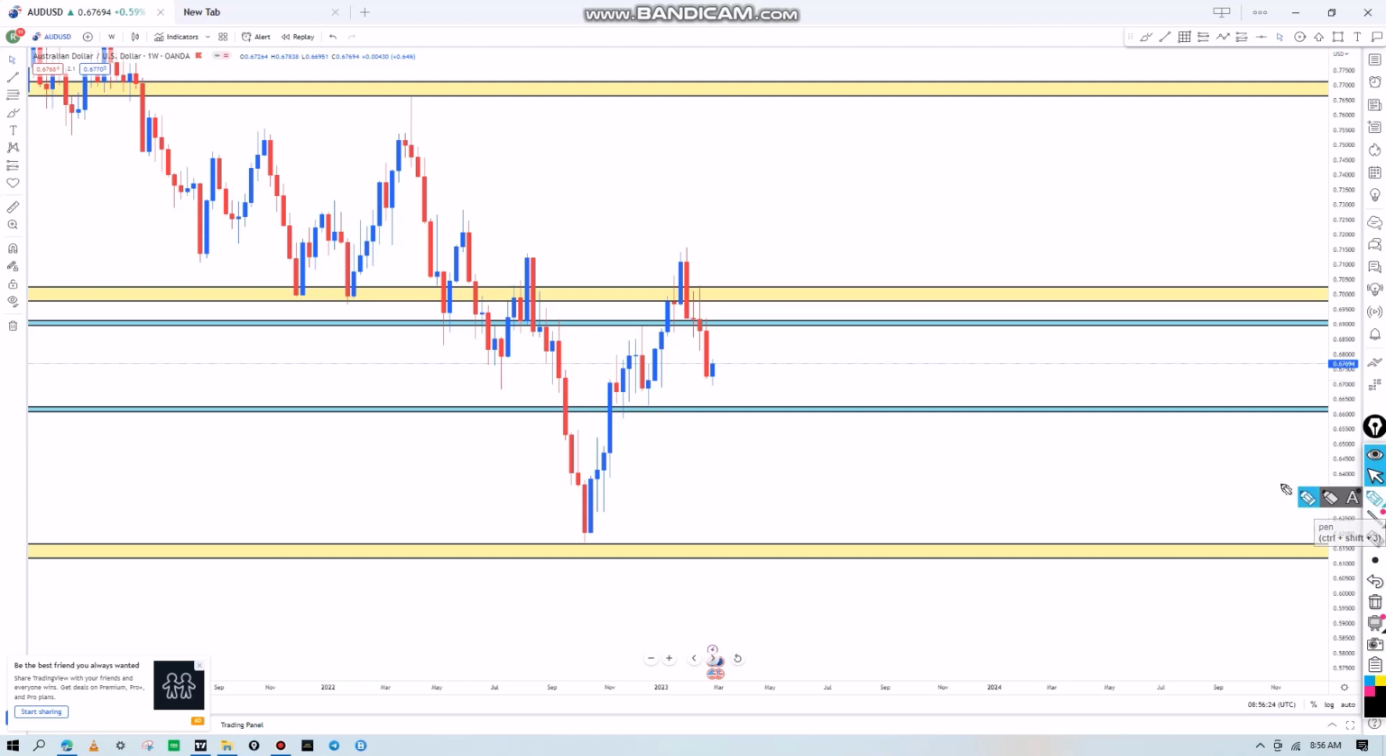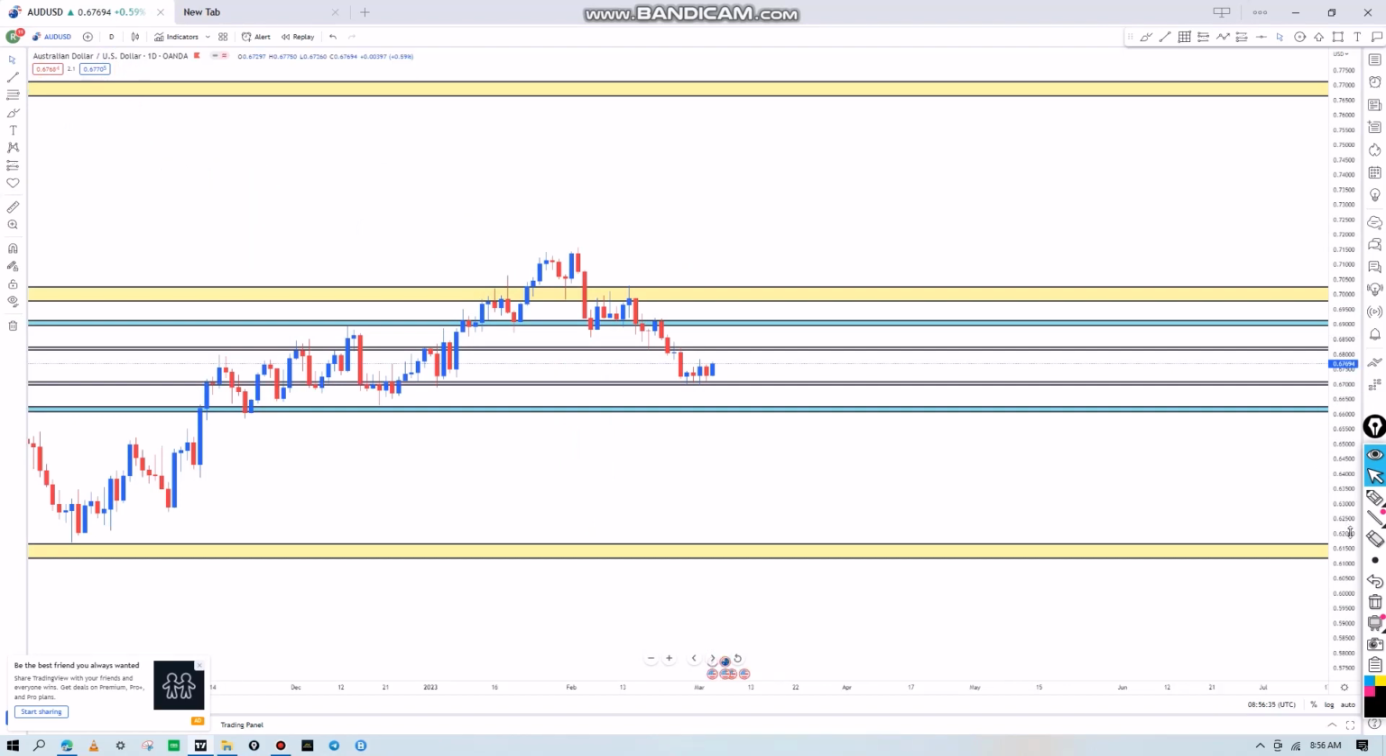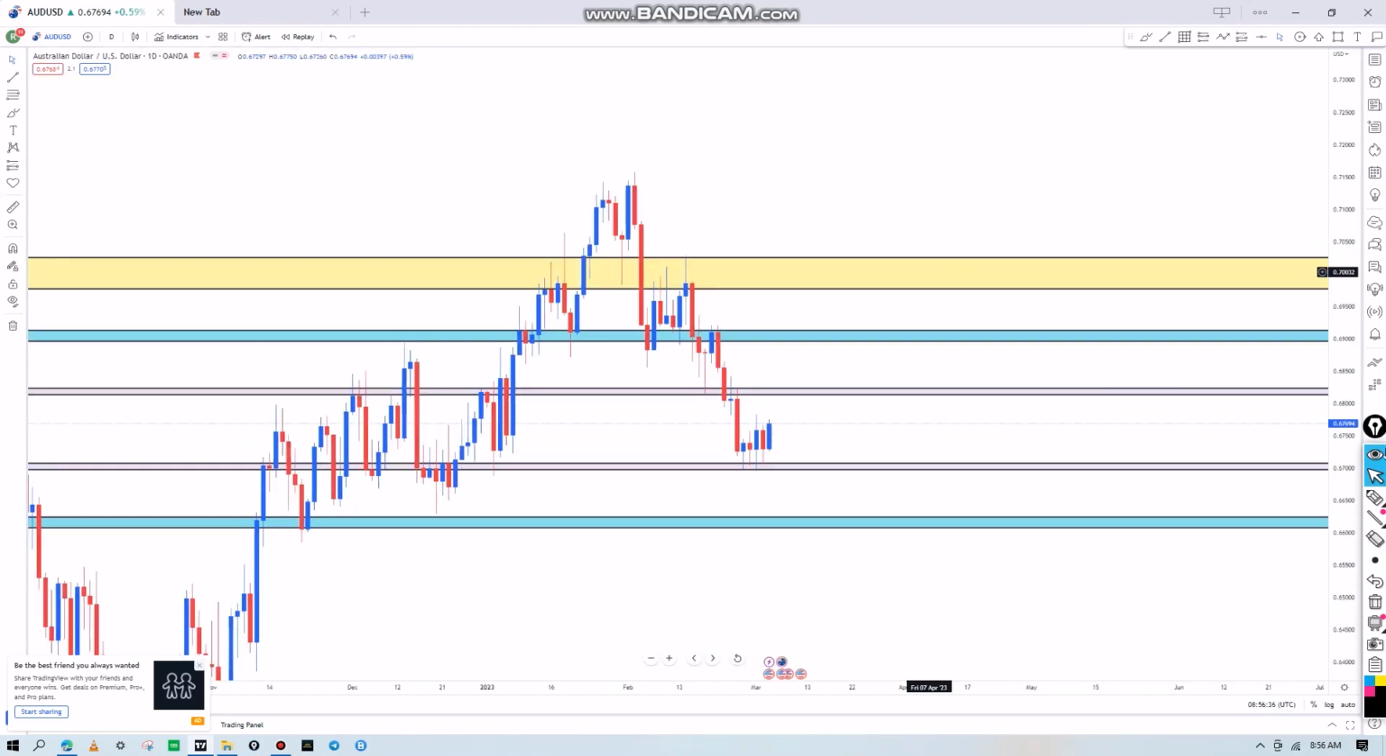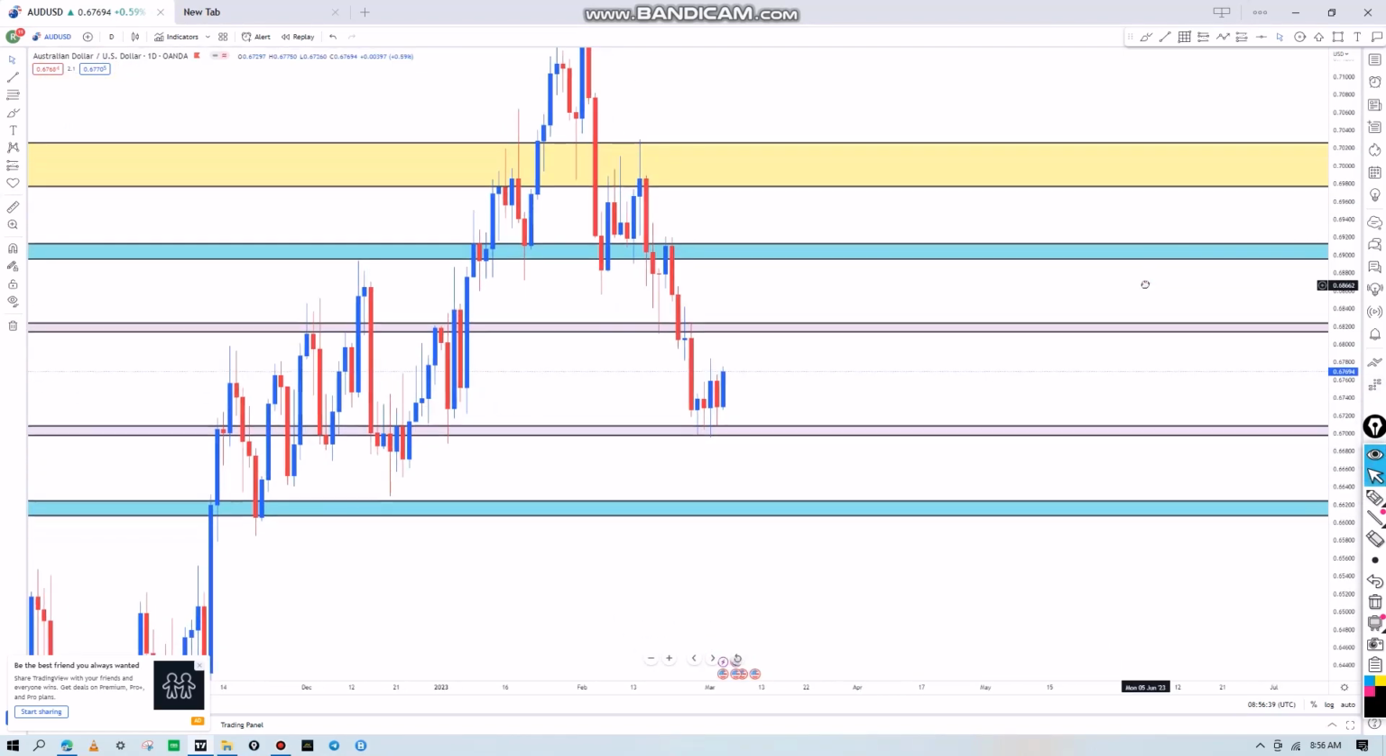Now let's take it again to the daily time frame, have a closer look at this particular area and know exactly what is happening here before we make our final decision. All right, so I'm taking it to the daily time frame for a further look. This is the daily time frame on AUD USD. Let me take my time to analyze the daily time frame for you guys.